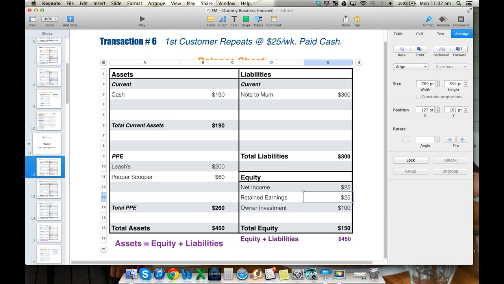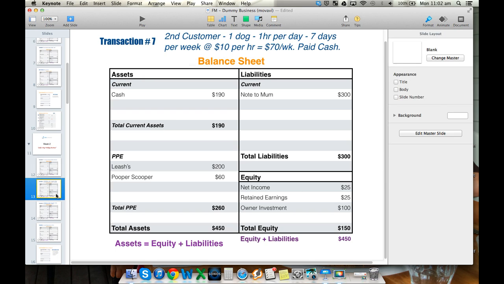So that is transaction number 6. Now we've got a balance sheet of $450 in the assets, $450 in the equity and liability. And we know it's in balance because the formula for a balance sheet is assets equals equity plus liability. Let's take a look at transaction number 7.